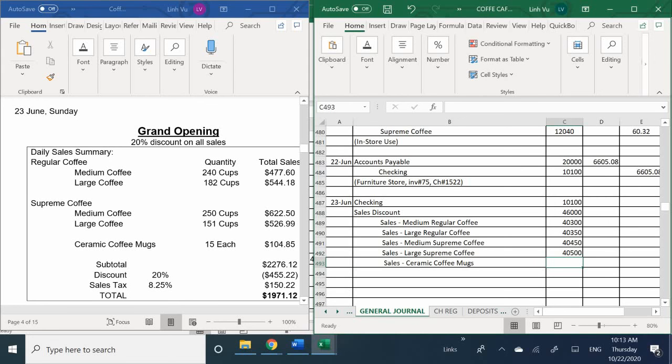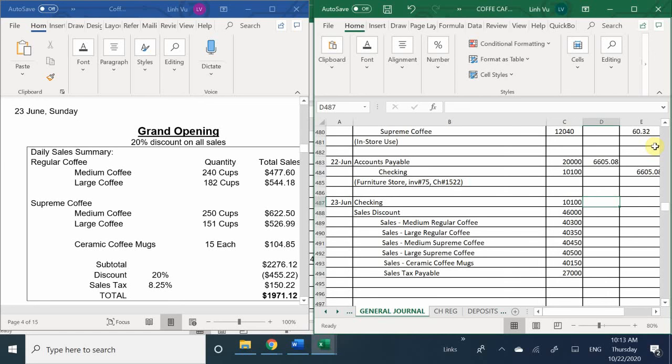And what is that number? 41.50. Then we're going to do sales tax payable, 27,000. 27,000 for sales tax payable. Good. Okay, let's see. Hold on. Tax payable. Got it. Okay.